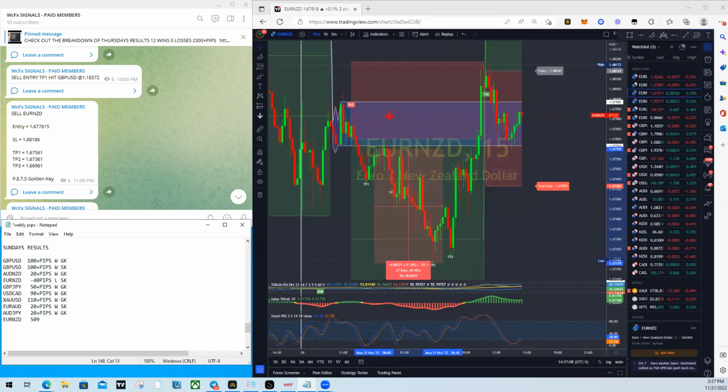Shout out to the session key and the golden key too, baby. Shout out to the perfect entry trading system. It's another win for the golden key.